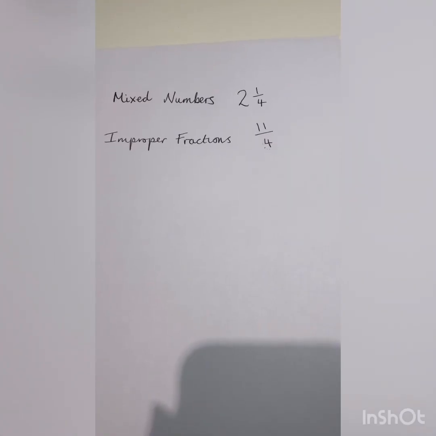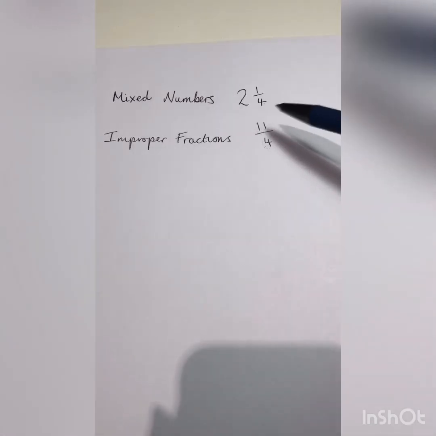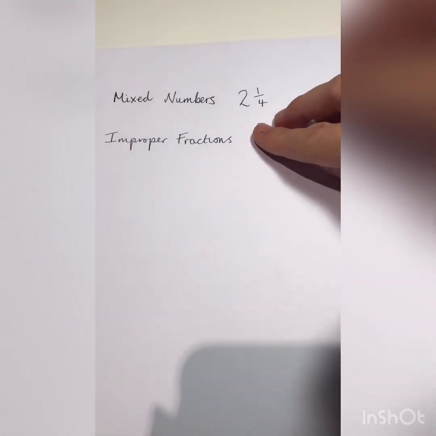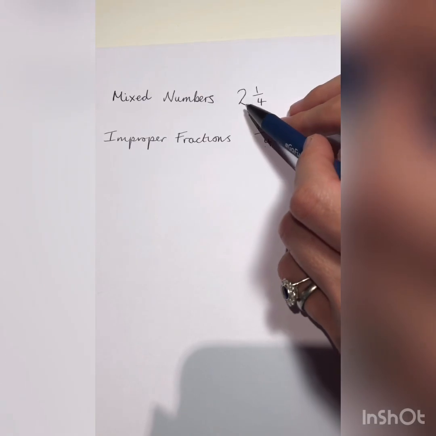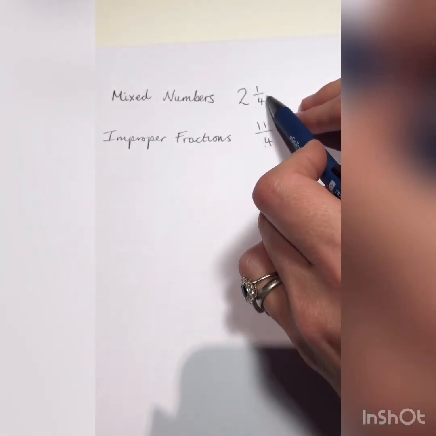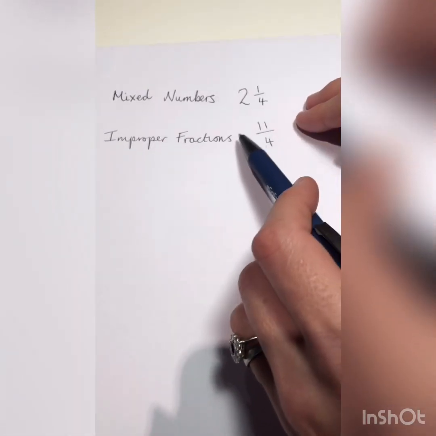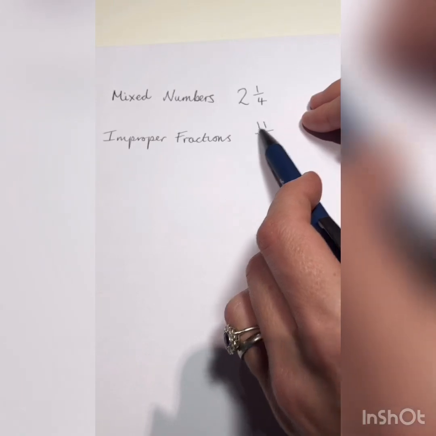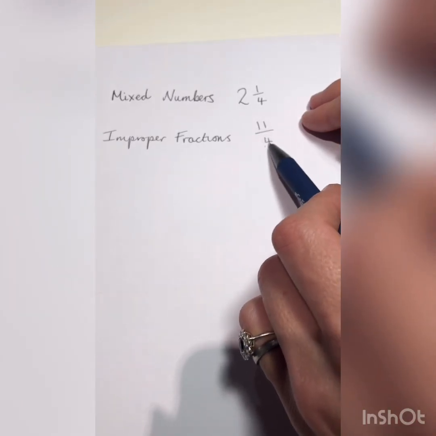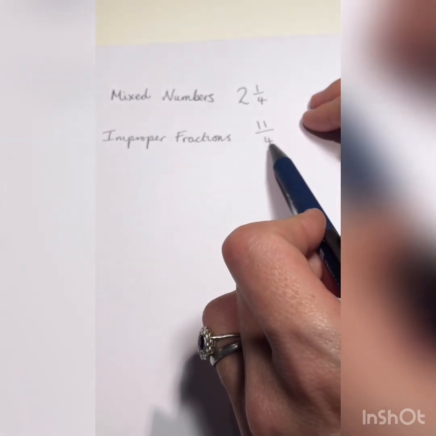So what is a mixed number and what is an improper fraction? I've just written down two here and they're not linked at all, they're separate. If we just look at the mixed number, a mixed number is made up of a whole number, for example 2, and then a fraction. So it's mixed, it's got a whole number and a fraction together. An improper fraction is where the numerator is more than the denominator, and it's called improper because that's not what we would normally expect to see in a fraction.